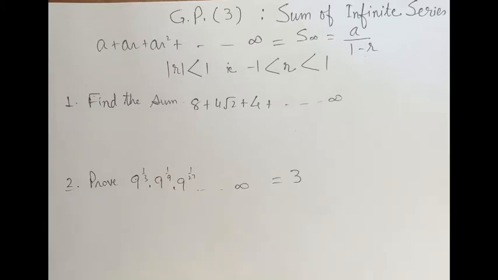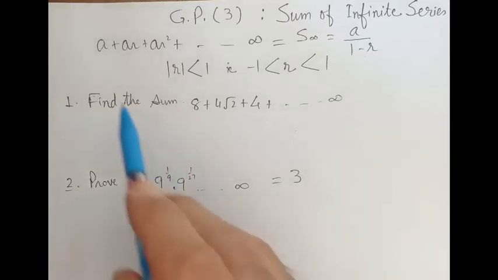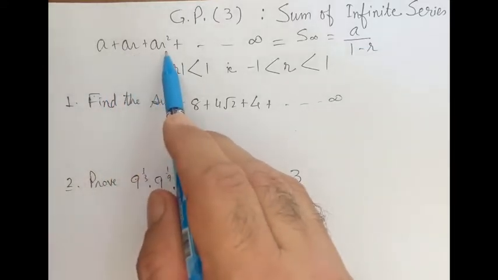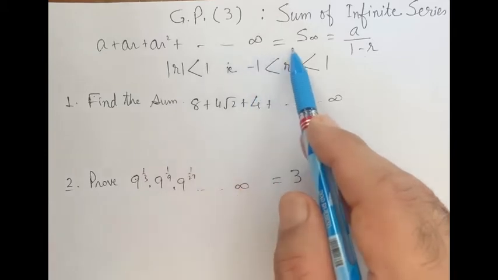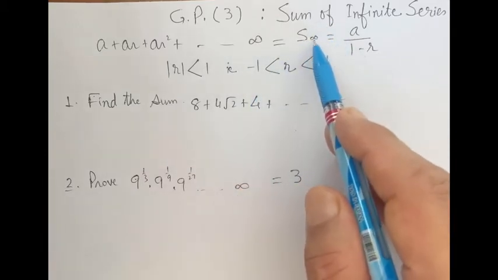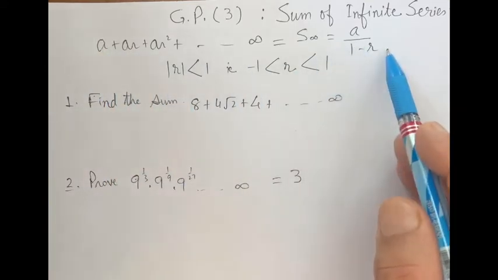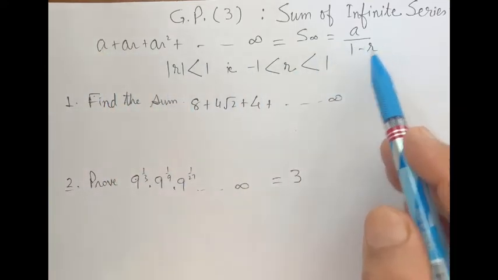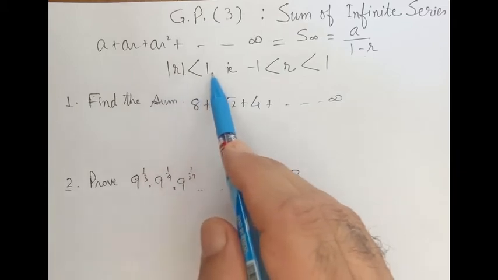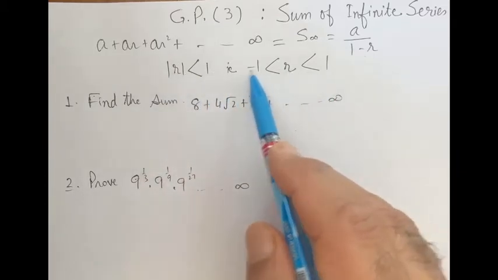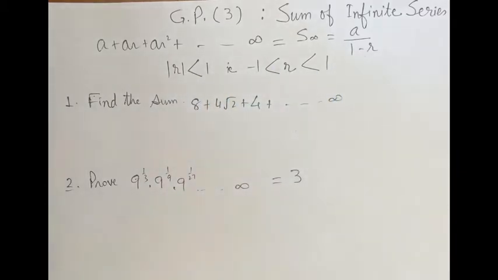Welcome back, students. Today we'll discuss sum of infinite GP. So for general GP, a plus ar plus ar square up to infinity, we write sum to infinity as S infinity. This is equal to first term a upon 1 minus common ratio, and this holds when mod of r is less than 1. That is, r lies between minus 1 and plus 1.